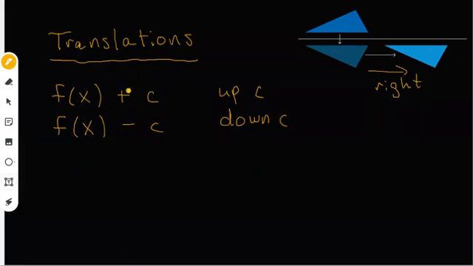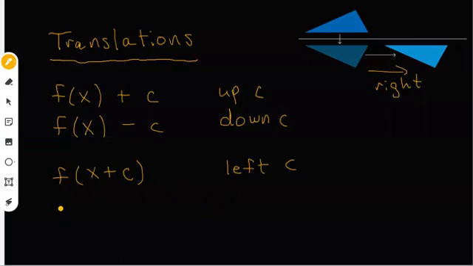Now, this is on the outside, right? If you add something on the outside, that means you're going up. But what if you were to add inside the parentheses? That's what we're going to do next. Let's say I have f of x plus c. I'm adding on the inside of the parentheses, so this is going to move it to the left by c. So if you add on the inside, now you're starting to move to the left.